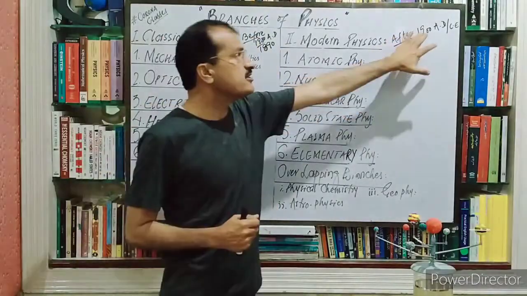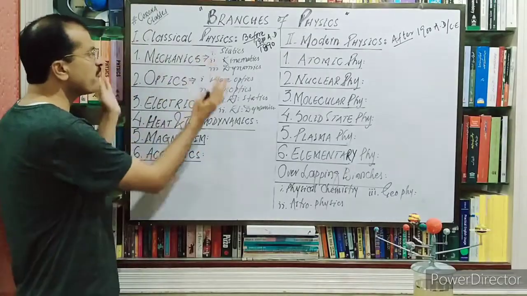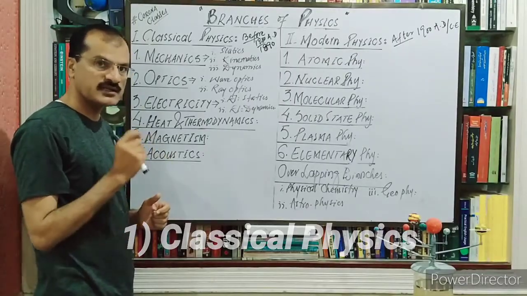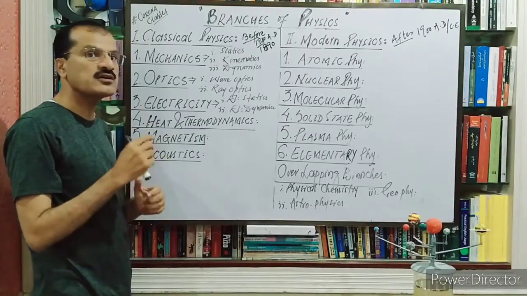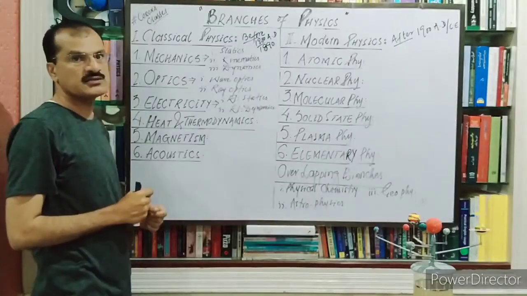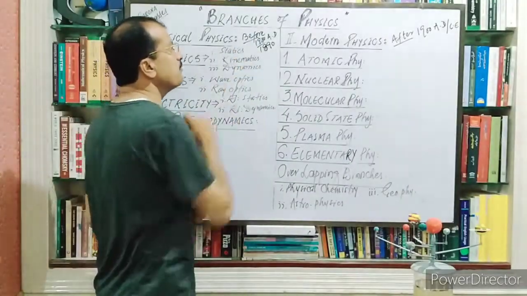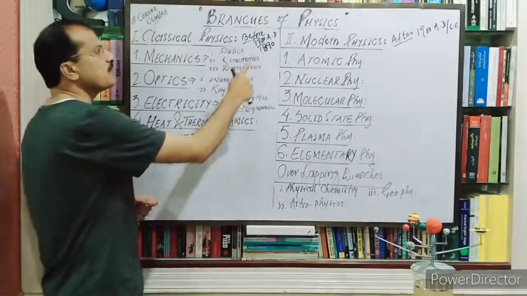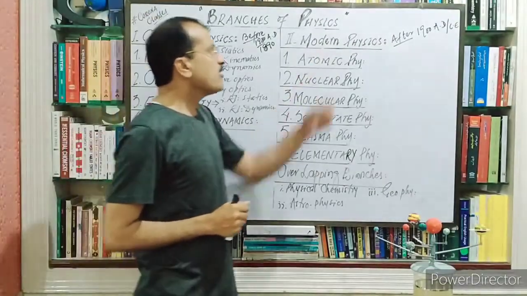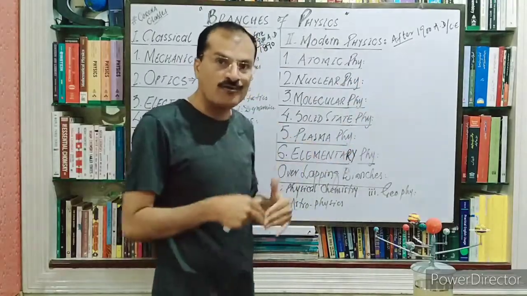Before 1900 AD, physics was comprised of some branches, and that group of branches is known as classical physics. So classical physics is not a single branch, but consists of a group of branches, collectively known as classical physics. This is the physics which was developed before 1900 AD. Sometimes it is written as 1890 AD, it's okay. And modern physics started from 1900 AD onward.